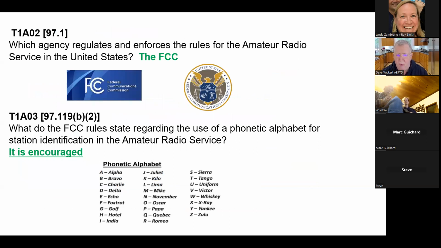Question 2, who regulates and enforces the rules for amateur radio service in the United States? It's the Federal Communications Commission. So the radios that are on board your aircraft when you're flying are FCC certified. The radio operators on aircraft are licensed through the FCC, not through the FAA. Your radio stations, TV stations, cable stations, anything that has to do with communications is regulated and enforced through the Federal Communications Commission.